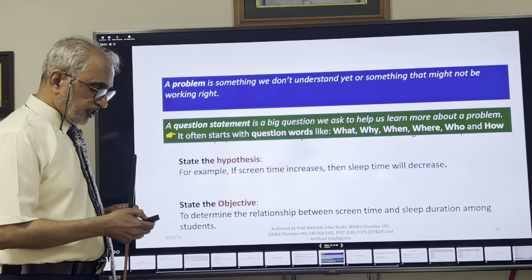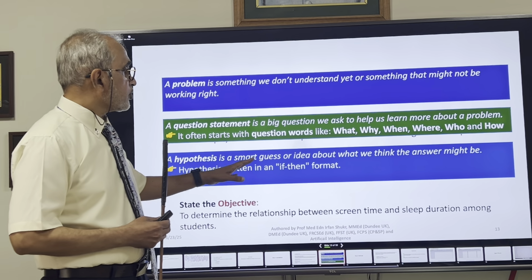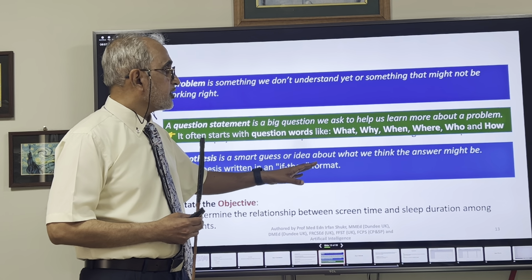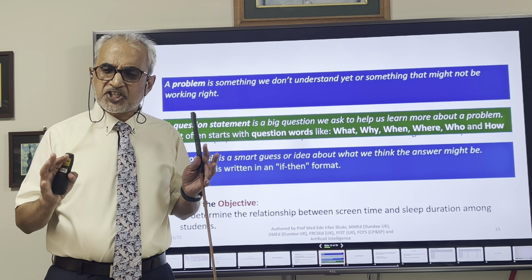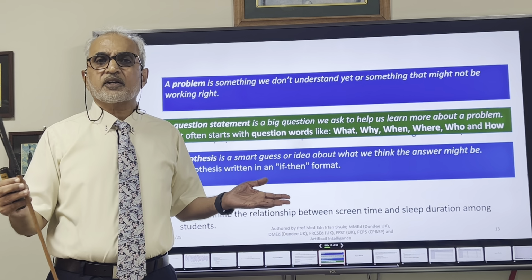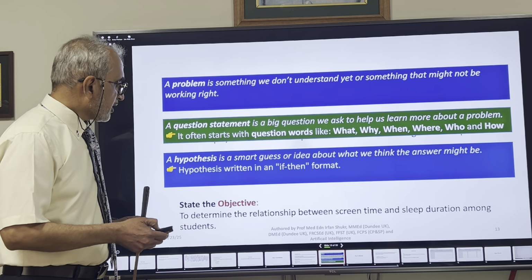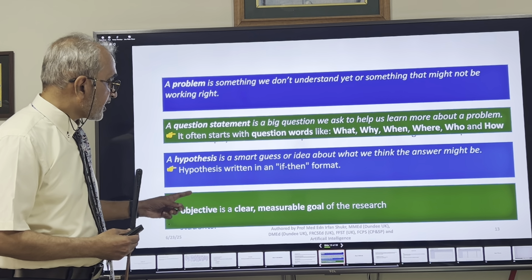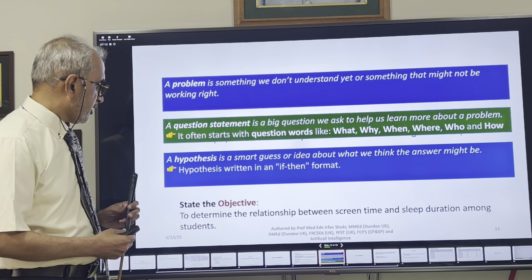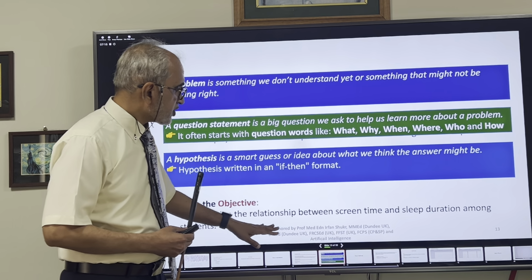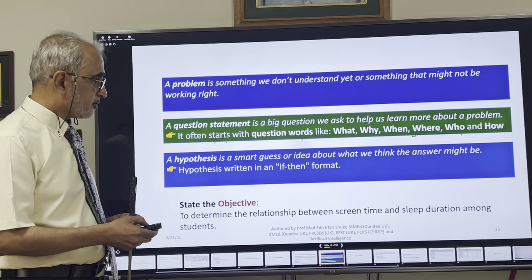Then there is the hypothesis. A hypothesis is a smart guess or idea about what we think the answer to the question might be. A hypothesis is simply written as an if-then statement. Then coming to the objective, an objective is a clear, measurable goal of the study, which in this case was to determine the relationship between screen time and sleep duration among students.